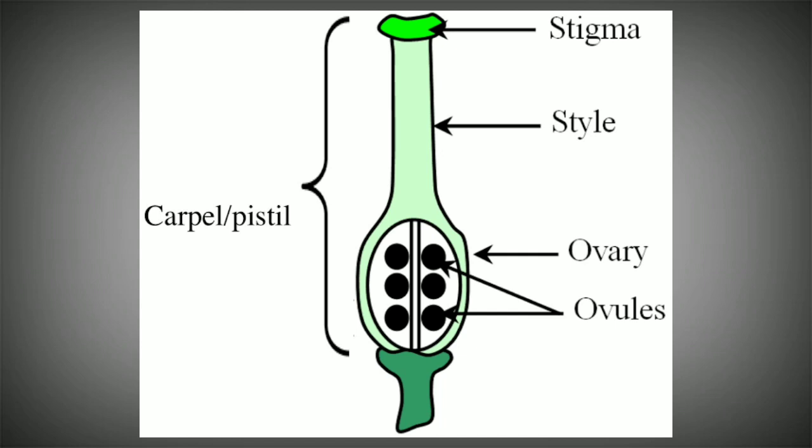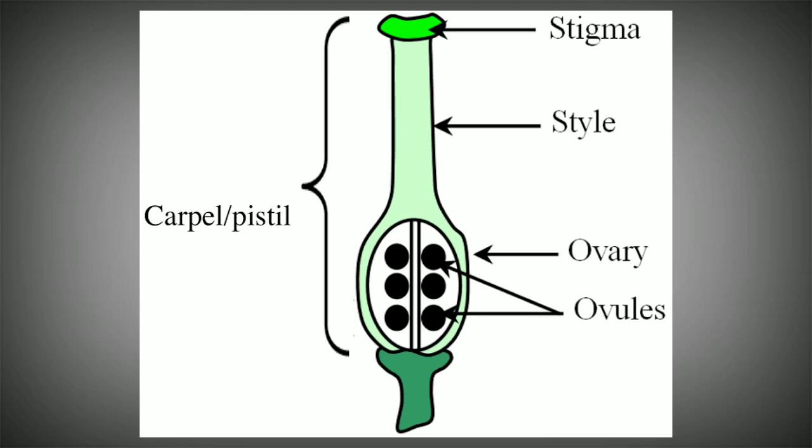Stigma is the receptive part for the pollen grains, and it possesses sticky substances in order to catch the pollen grain. Therefore, it is called stigma. Style is the connection between the stigma and the ovary. And ovary is the basal swollen part of the carpel, which bears one or several ovules, and these ovules are regarded as the megasporangia because they bear the female gametes.